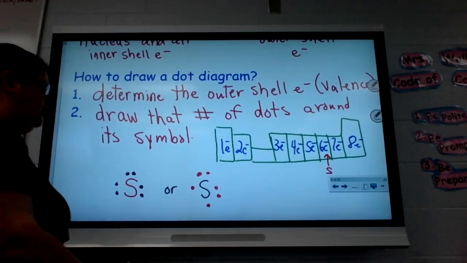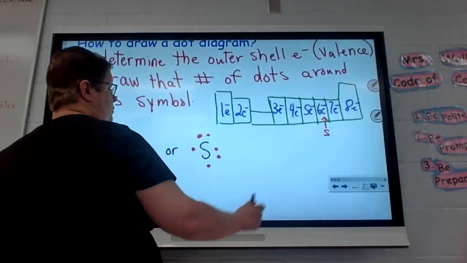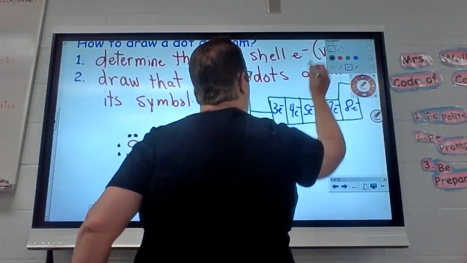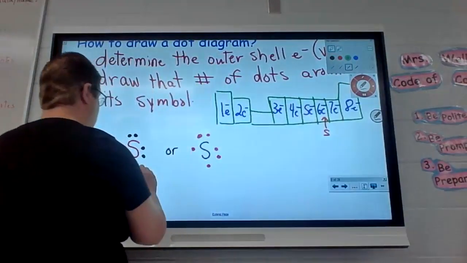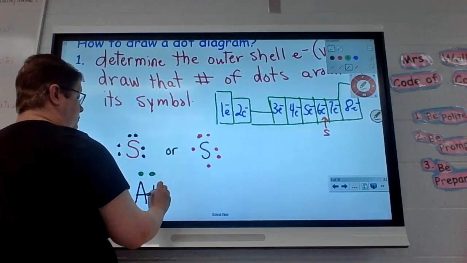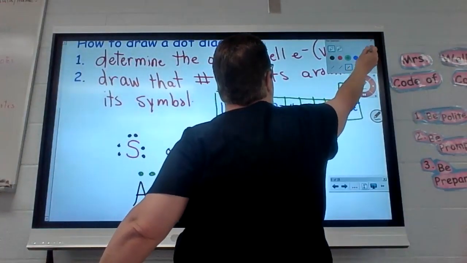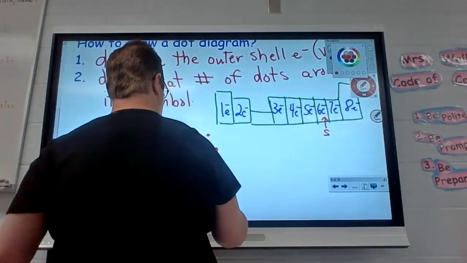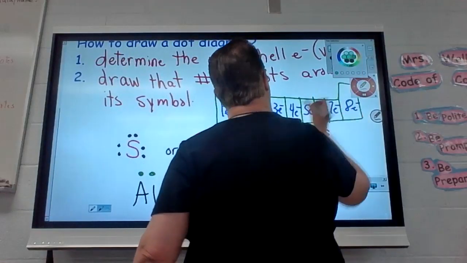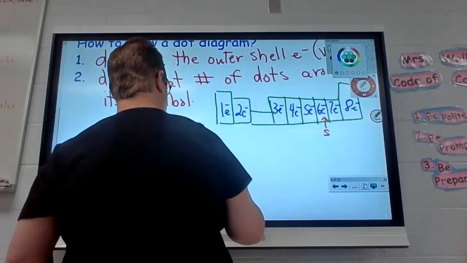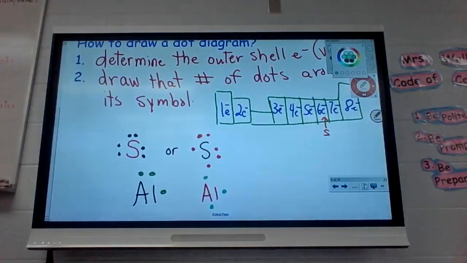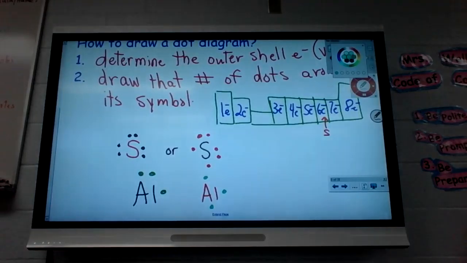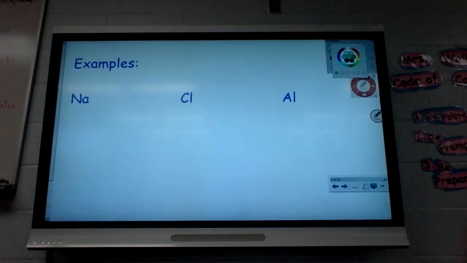So for like aluminum, a minute ago, I drew it as Al. How many dots around it? 3. And I drew them this way. You could just as easily have said Al with 1, 2, 3 dots that way. Both of them have 3 dots. There's nothing wrong with either way to draw. Everybody okay with that? Yeah. Okay. You draw those 3.